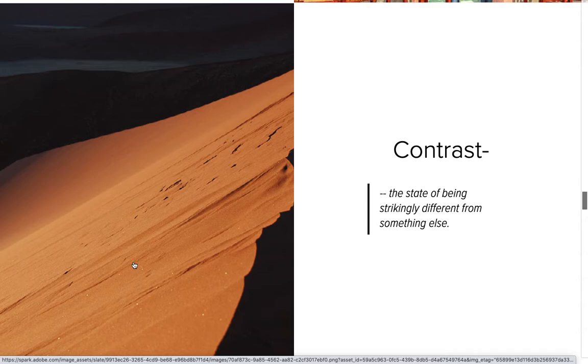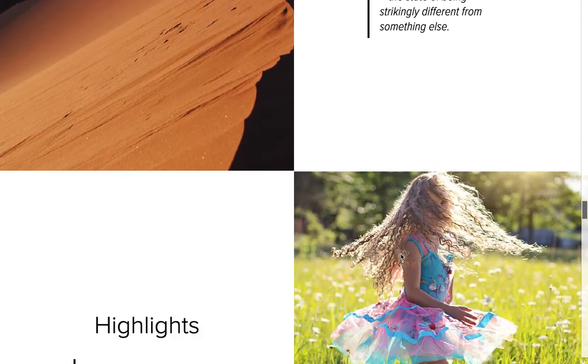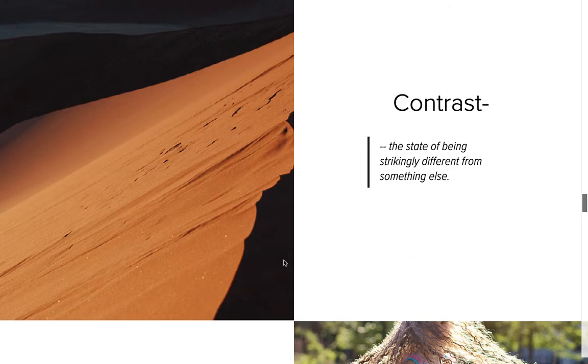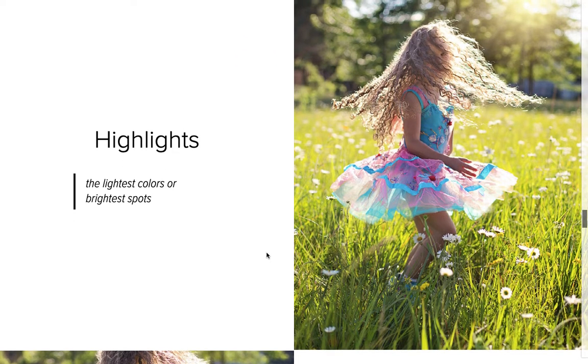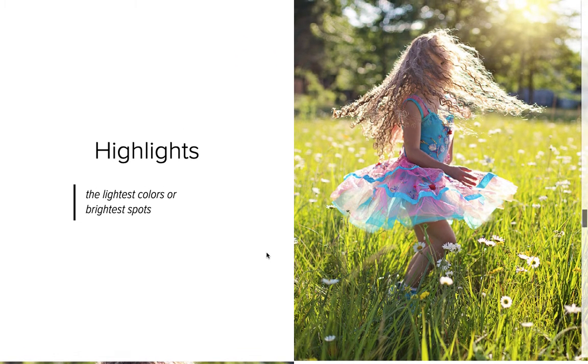Contrast is the state of being strikingly different from something else. Obviously, you can see the edge very clearly because one side is light and one side is really dark. So when you edit, your editing program is making one side lighter and one side darker naturally to create that crisp line or crisp contrast.